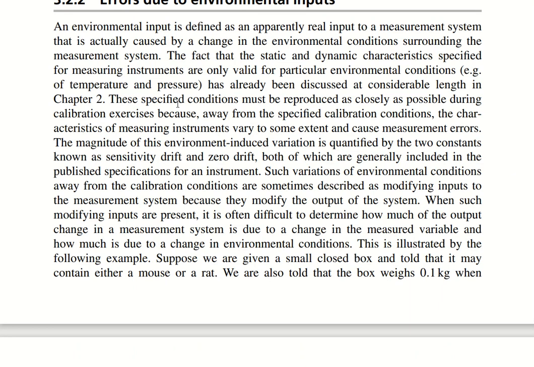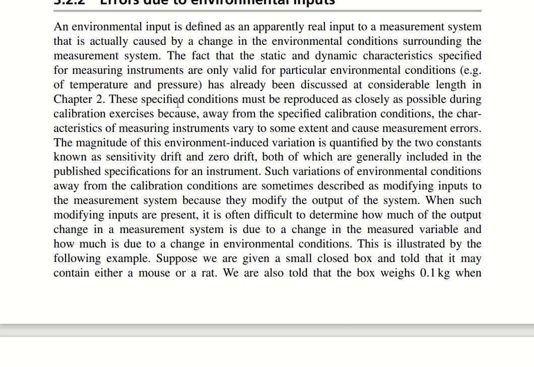Now the magnitude of this environmentally induced variation is quantified by two constants, which are known as the sensitivity drift and zero drift. These variations of environmental conditions away from the calibration conditions are sometimes described as modifying inputs to the measurement system because they modify the output of the system. And when such modifying inputs are present, it is often difficult to determine how much of the output change in the measurement system is due to a change in the measured variable and how much is due to a change of environmental conditions.